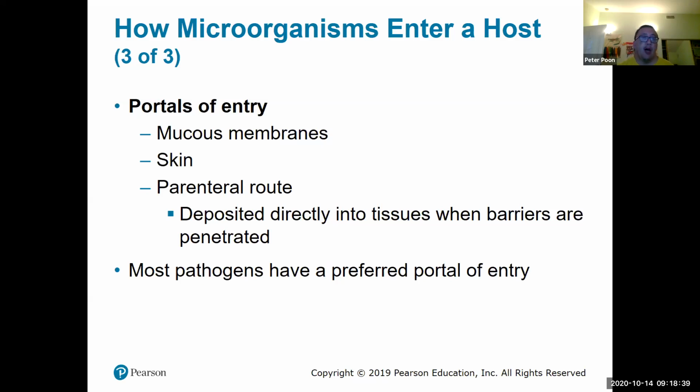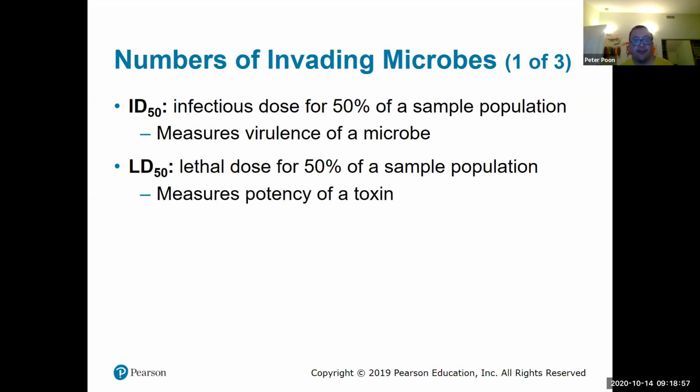So the portals of entry: mucous membrane, skin, the parenteral route, which is basically what happens when you cut yourself. Most pathogens have a preferred portal of entry, like fecal-oral, or through the nasal epithelium, through vectors, et cetera.